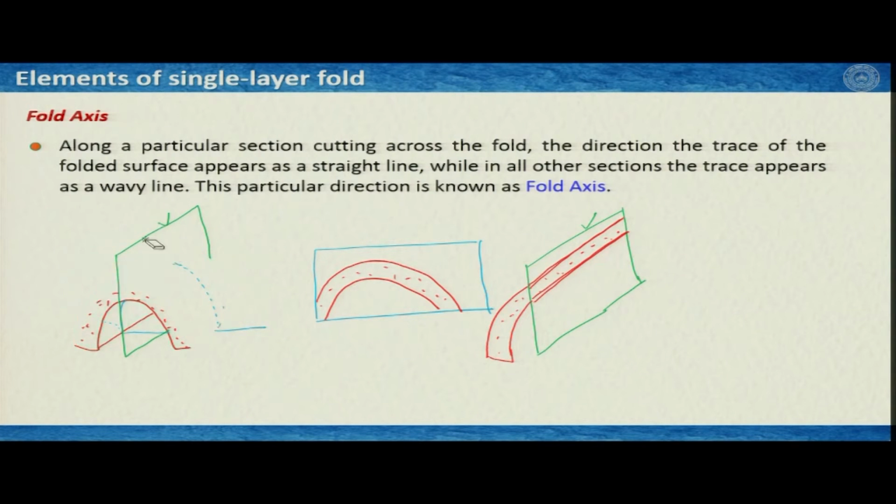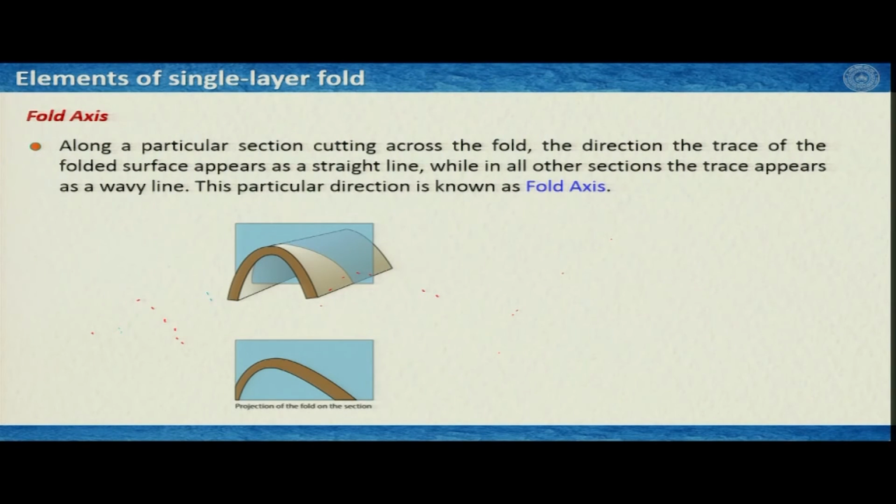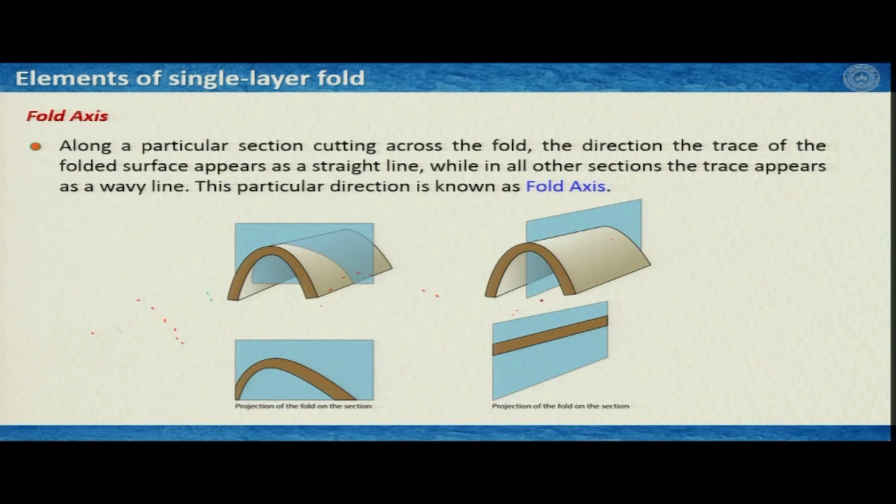Now, I have two drawings for you. So, what we see here is a very similar drawing to the one we have made. This blue layer is passing through the folded structure, and this is the trace of this fold. And there is again the blue plane passing through the folded structure, and you have a straight trace of the folded structure on this blue plane, and this is your fold axis. This direction is fold axis.